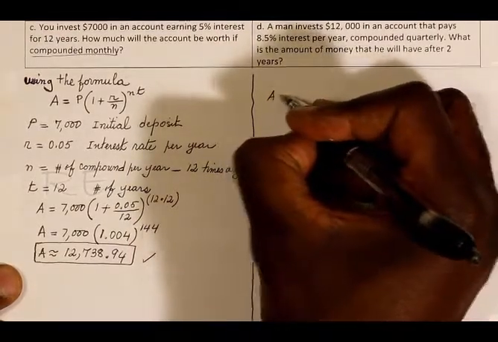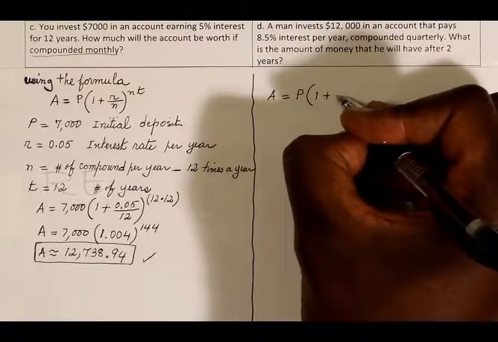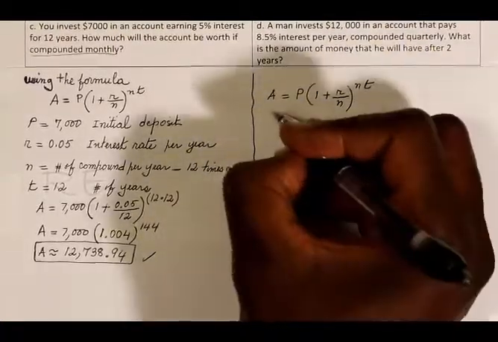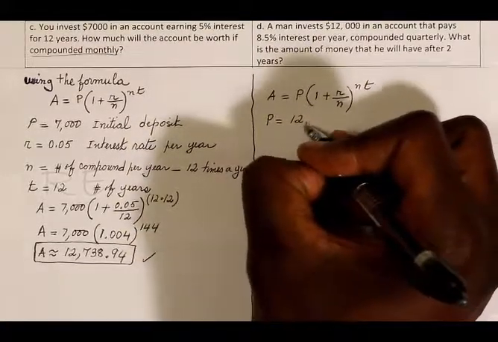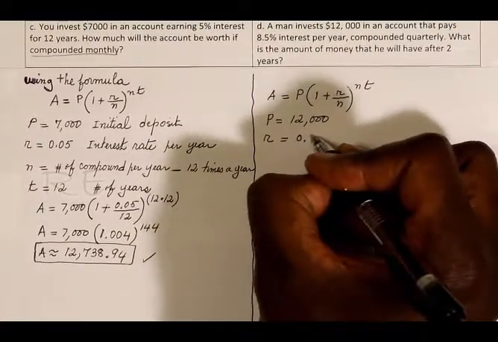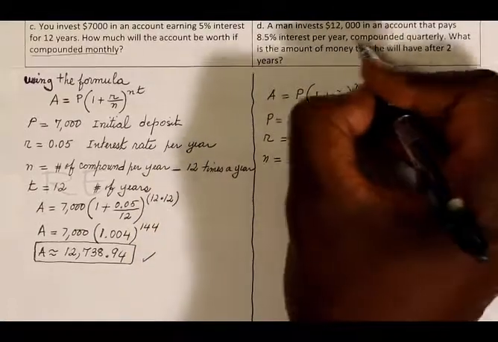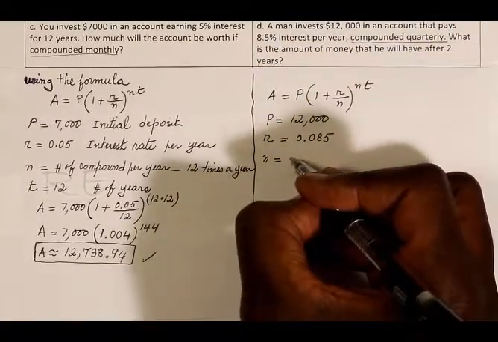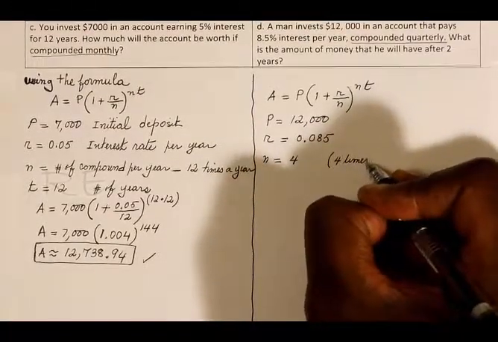The next one, we can use the same formula, just have to be careful with the number of compounds. P is the initial deposit, and the initial deposit is 12,000. R is the annual interest rate, and as a decimal, it's 0.085. Now, N is the number of compounds, and the investment is compounded quarterly, so we have 4 compounds a year, 4 times a year.